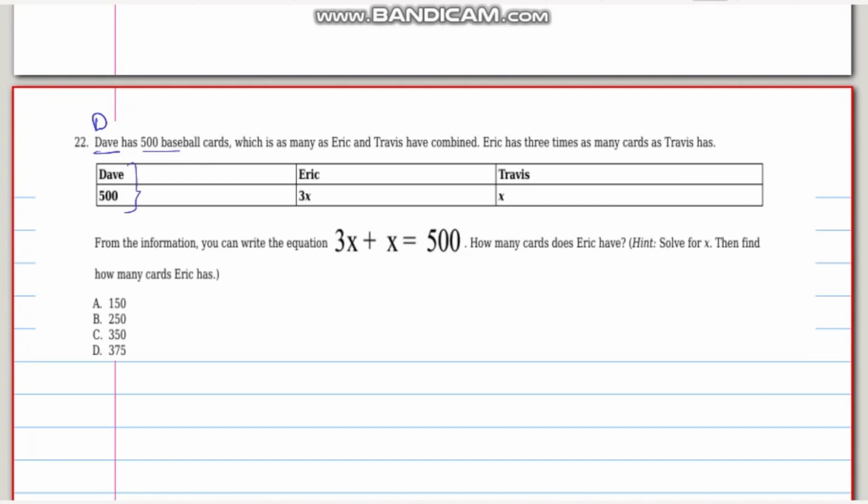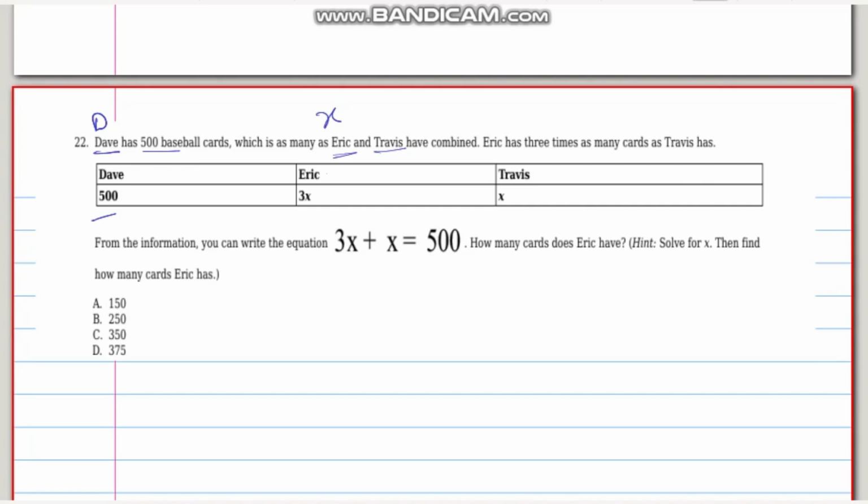So basically, they have 500 balls, which is as many as Eric and Travis have combined. We don't know how many balls Eric and Travis have. This is Eric, and this is Travis. We don't know about these. Eric has three times as many cards as Travis. Let me write X for the Eric balls.